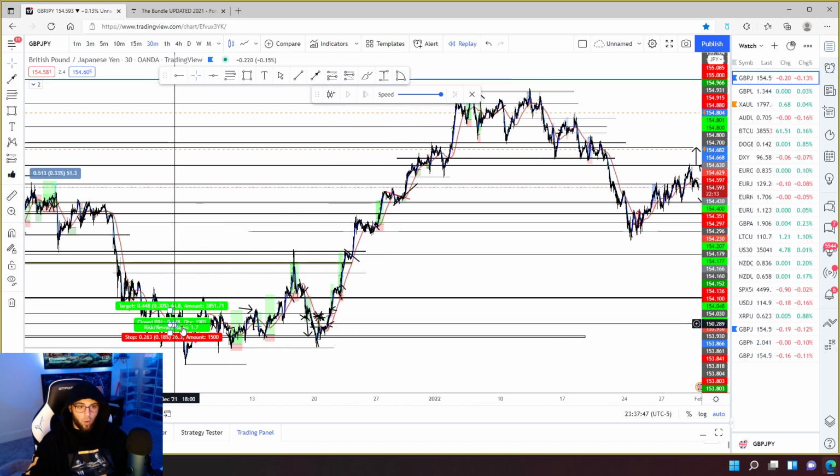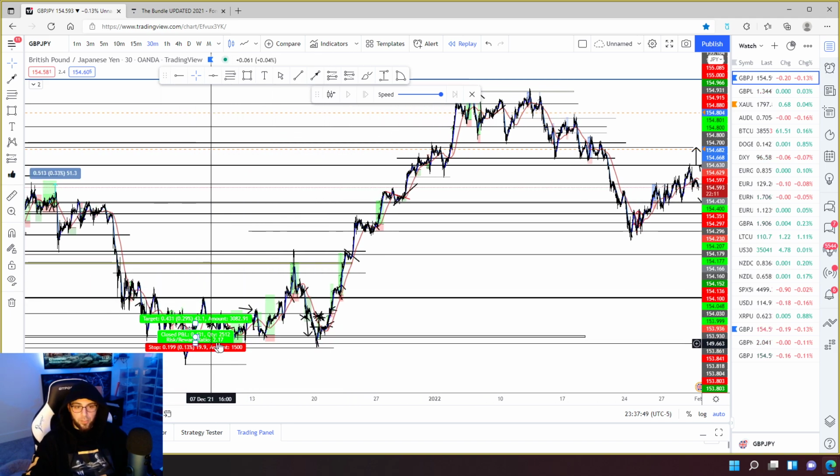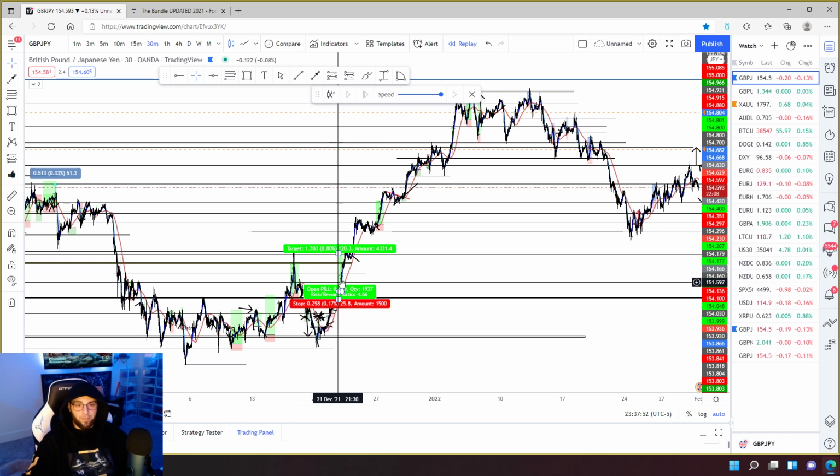I literally rode all that up right over here, that daily level support we were talking about, and I literally bought the whole thing all the way.